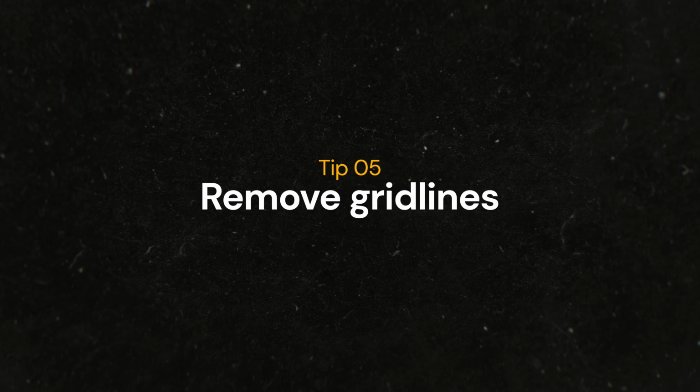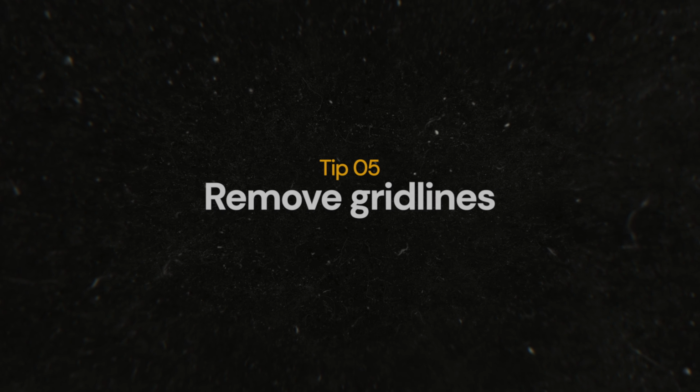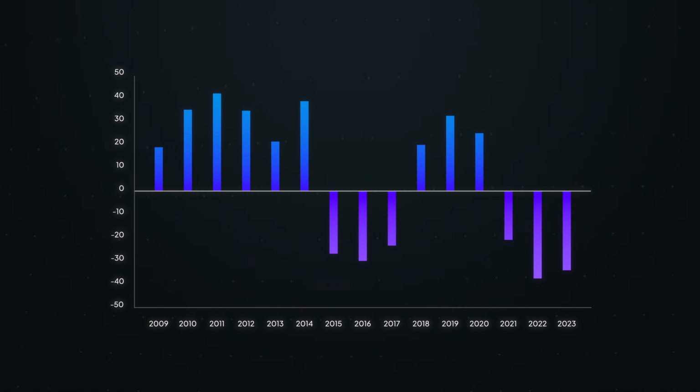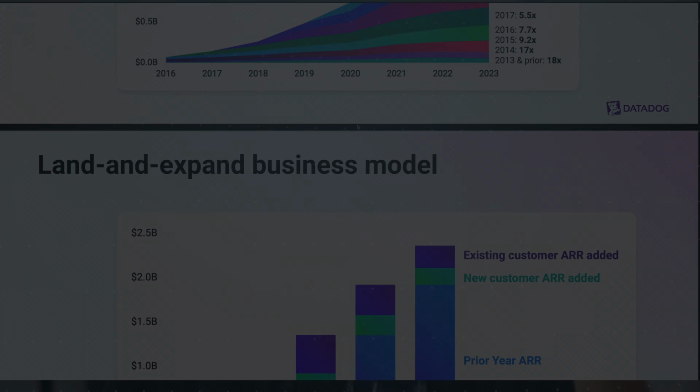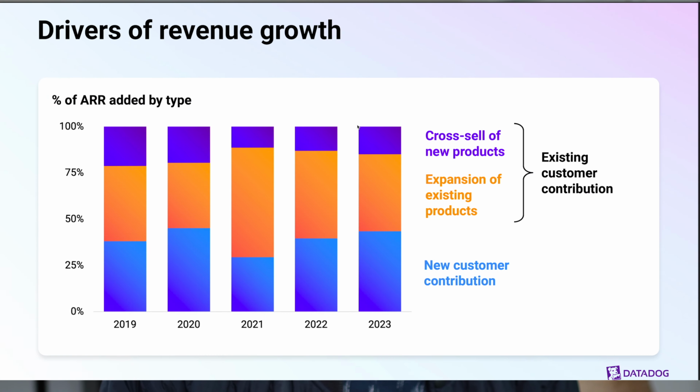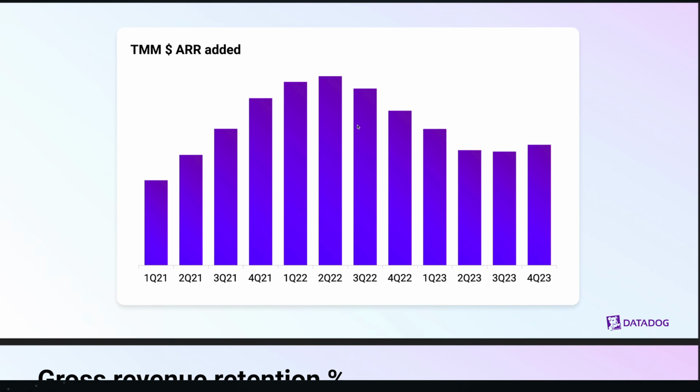Tip number 5, remove grid lines. If you have properly labeled your charts, grid lines don't actually add a whole lot of value. If you look at many professional charts, most of the time there are no grid lines. Charts without grid lines actually look cleaner.